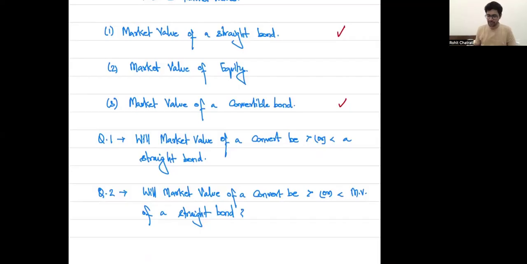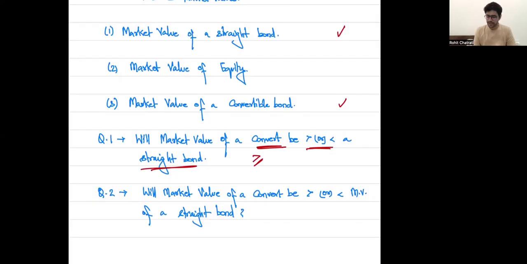All right, so if we put this in the form of an equation, will the market value of a convertible bond be greater than or equal to a straight bond? The answer is it will be greater than or equal to that of a straight bond. The market value of a convertible bond will always be greater than or equal to that of a straight bond.